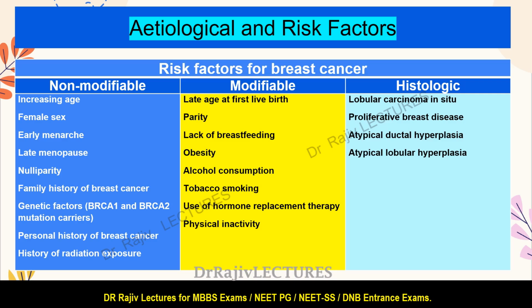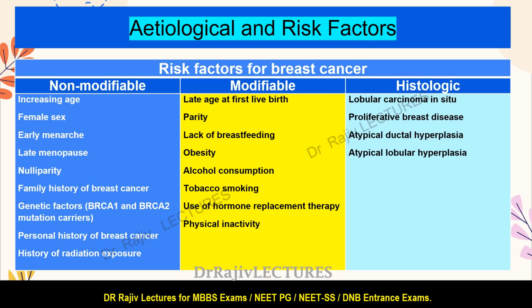whereas reducing this exposure is protective. Therefore, factors that increase the number of menstrual cycles, such as menarche before 12 years of age, nulliparity, first live childbirth after 30 years, and menopause after 55 years, are associated with increased risk.